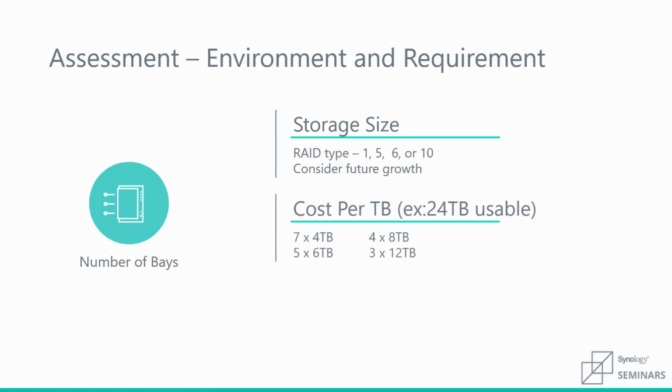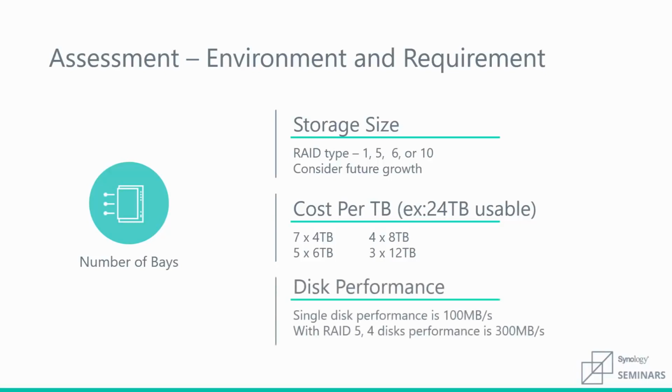There are a ton of ways to do this, as we could utilize 7 4-terabyte drives or even 3 12-terabyte drives, and several options in between. So, we'll have to consider disk performance. For example, let's say that a single disk's performance is around 100 megabytes a second. If we were to utilize 4 disks, now our performance is sitting around 400 megabytes a second. And if we put that in a RAID 5, we'd see around 300 megabytes a second. More disks typically correlates to higher performance speeds, so take that into account when you're building this out.